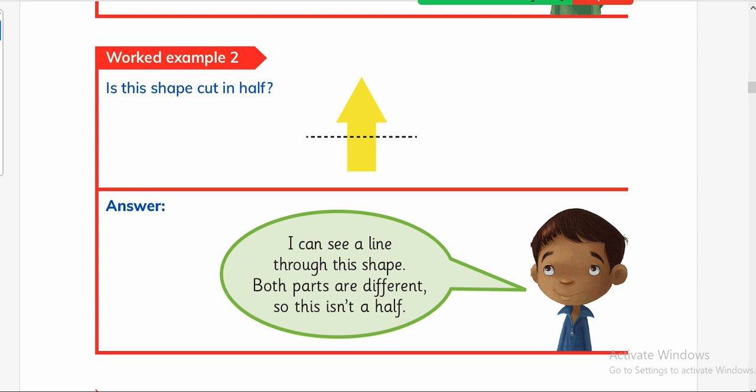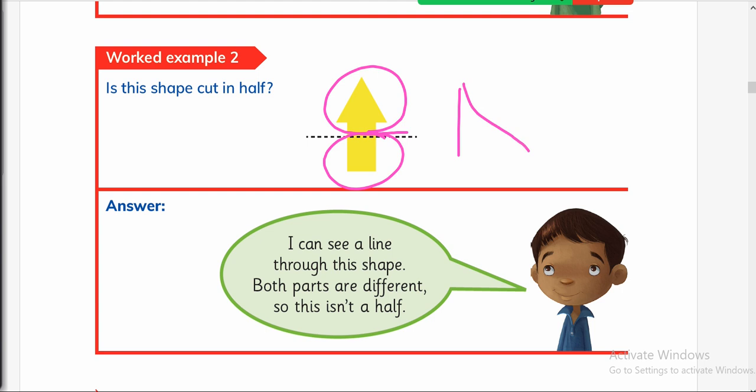Worked example 2. Is this shape cut into half? Is it a fair half? If your friend takes this half and you take this half, is it fair distribution? No, they are not equal. One will get the arrow side and the other will get the plain tail. This is cheating. They are not equal parts.